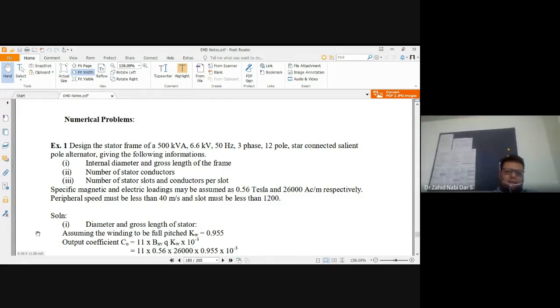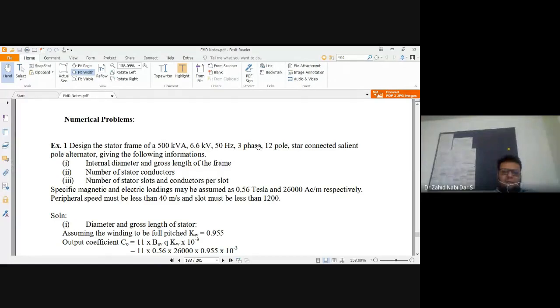See, this numerical is very easy. Number one thing, what he is mentioning, this Q value 500. Okay, then this E phase 6.6. Now it is star connected, so the 6.6 needs to be divided by root 3. Immediately I should get this in my mind: star means I have to divide by root 3. Delta means no need, I'll take the same value.